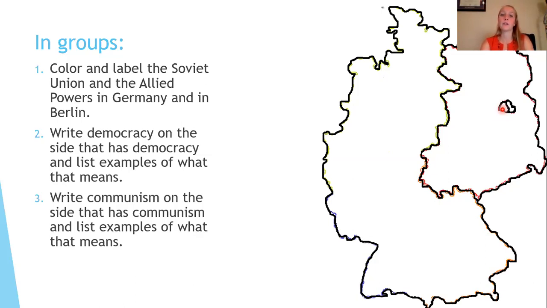Then on the side that you think has democracy, I want you to write democracy and explain anything that you know about democracy. So you can give examples, you can draw pictures if there's something that it makes you think of. You can tell me anything that you know about what it means to be in a democracy. And you're going to put that on the side of your map that you think would have a democracy. So that should be either on the western side or on the eastern side. And then you are going to write communism on the side that you think would have communism. And you're going to list the examples and what that means.